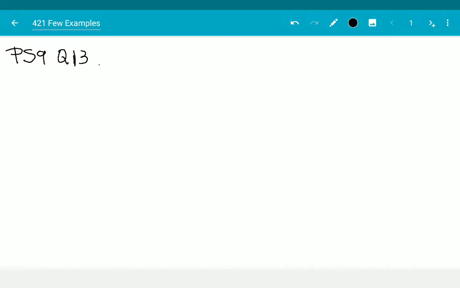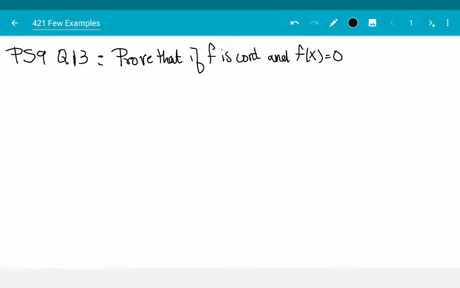Prove that if f is continuous, and f of x is equal to 0 for every x in A, which is a dense set, then f of x is equal to 0 for every x. Okay, proof.